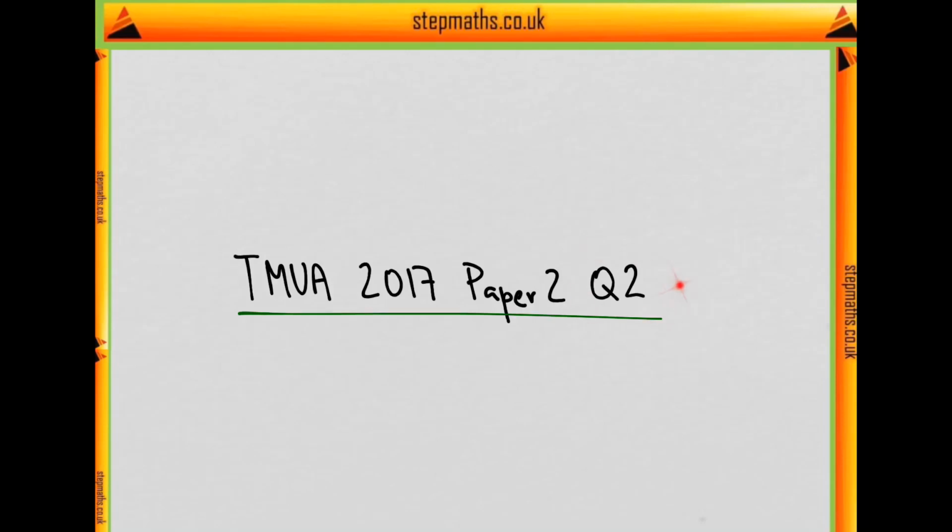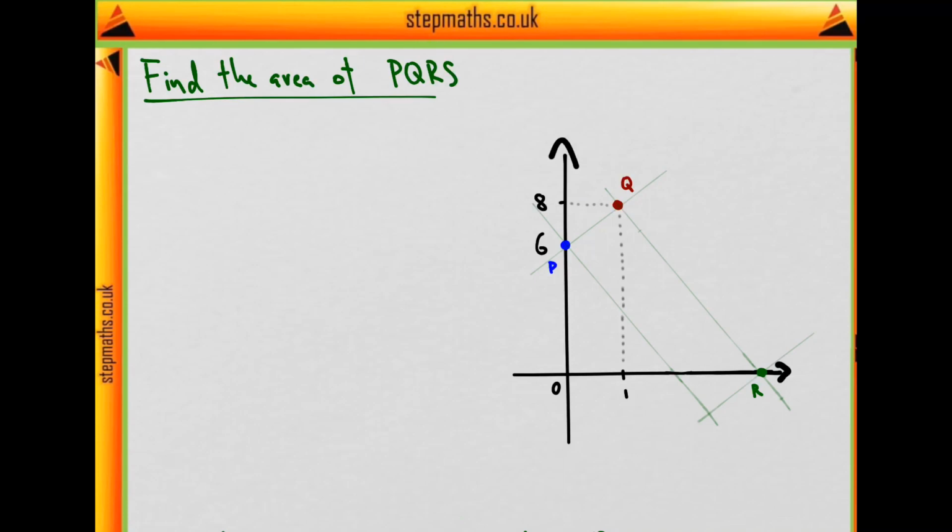In this video, we'll look at question 2 from the second paper of the 2017 exam. In this question, we have a rectangle PQRS in the Cartesian plane, and we know the coordinates of P and Q. They are (0, 6) and (1, 8).